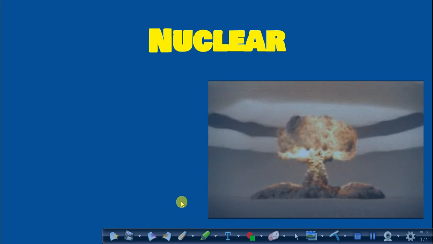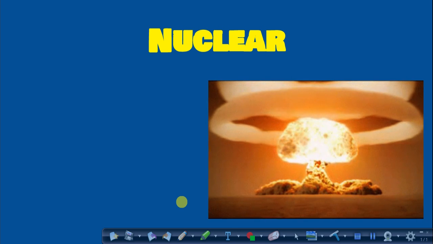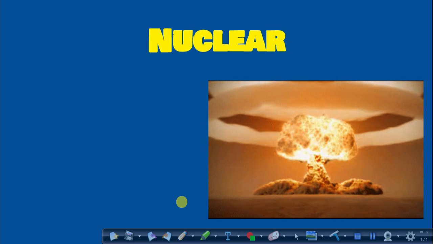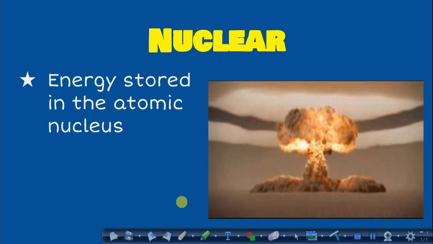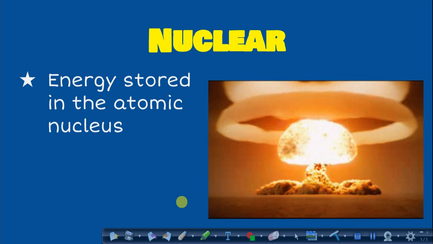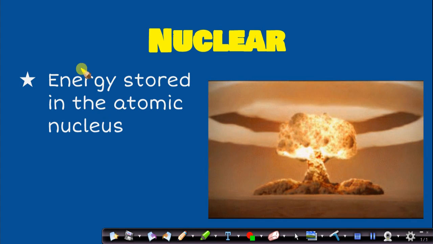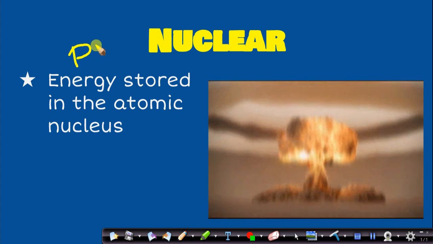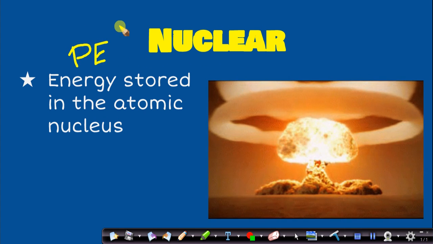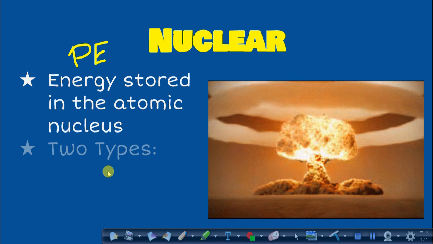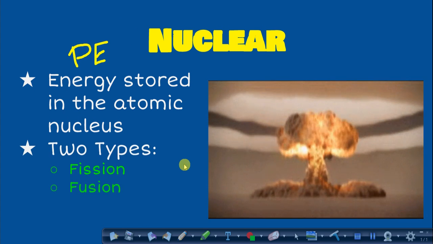Our next is nuclear. Think about the nuclear bomb or the atomic bomb. This is the biggest example of nuclear energy. Nuclear energy is the energy stored in the atomic nucleus. And here I'm using the word stored, so I know this is an example of potential energy. There is so much potential energy in nuclear energy. There are two types. There is fission and fusion.